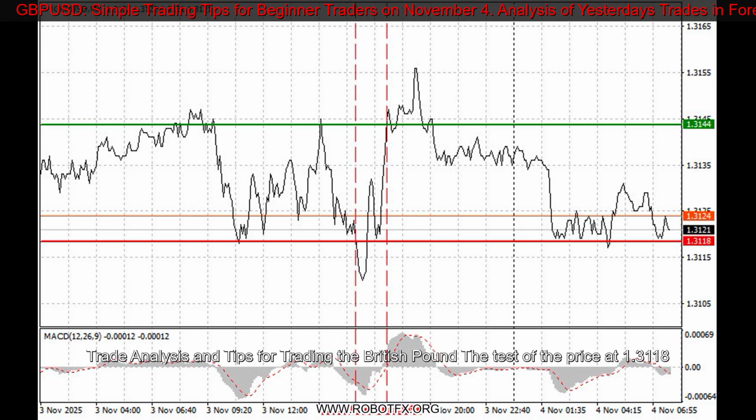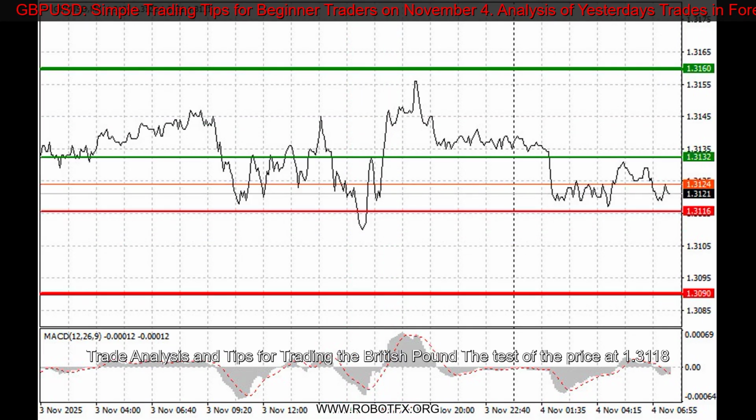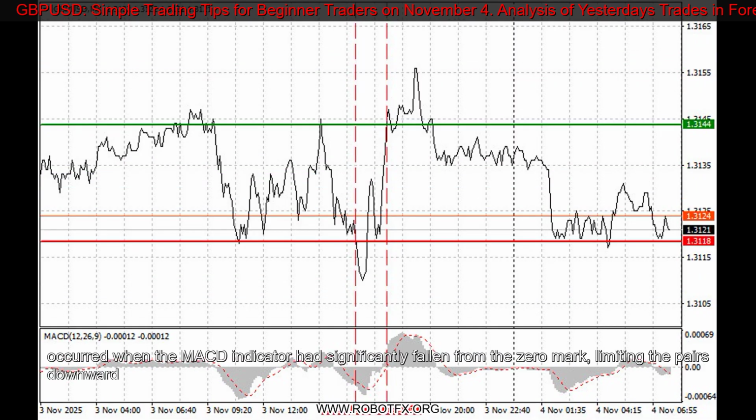Trade analysis and tips for trading the British pound. The tests of the price at 1.3118 occurred when the MACD indicator had significantly fallen from the zero mark, limiting the pair's downward potential. For this reason, I did not sell the pound.